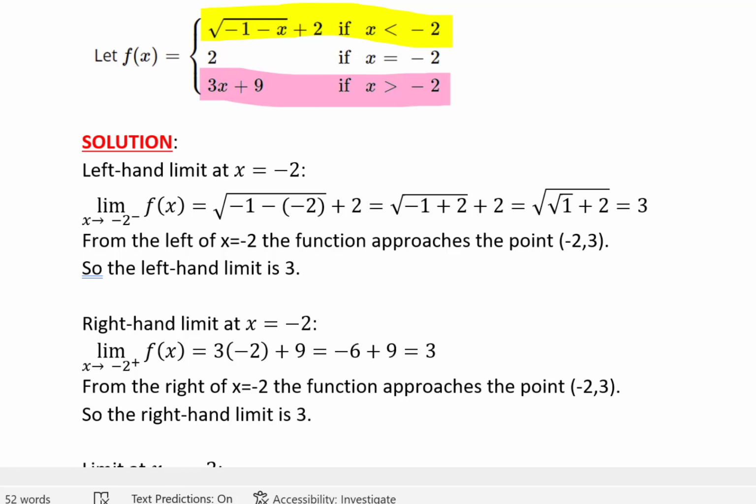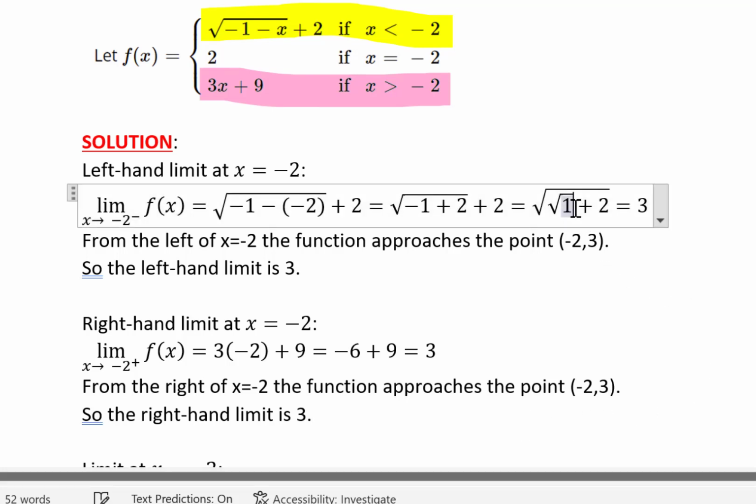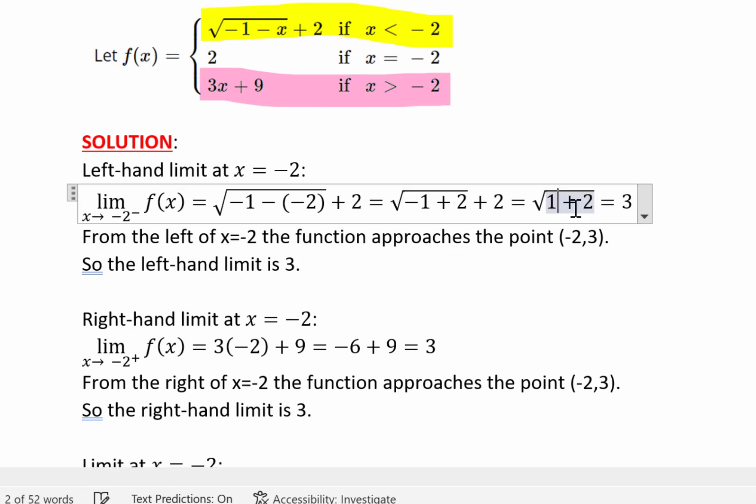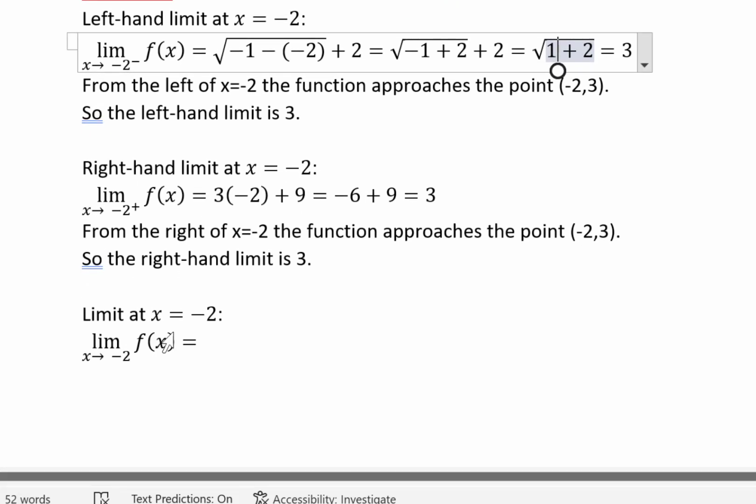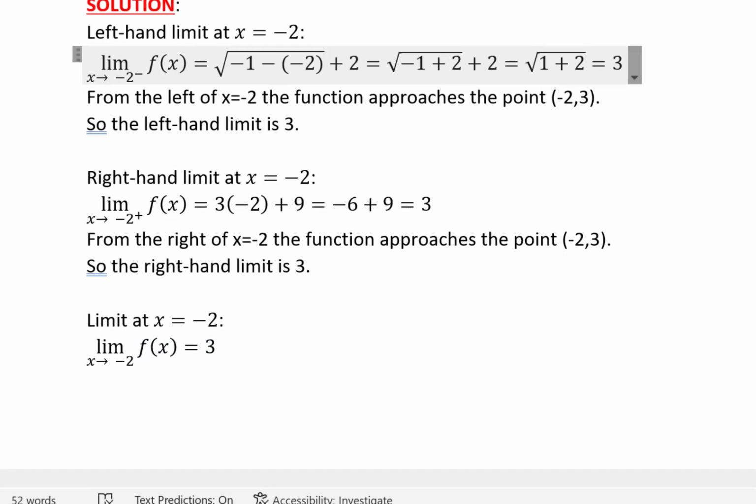So from the left-hand side of x equals -2, the function is approaching a y value of 3. And from the right-hand side of x equals -2, the function is approaching a y value of 3. That means, since the left-hand limit is 3 and the right-hand limit is 3, that overall, the limit of this function at x equals -2 is 3. Let's take a look at that quickly on the graph.